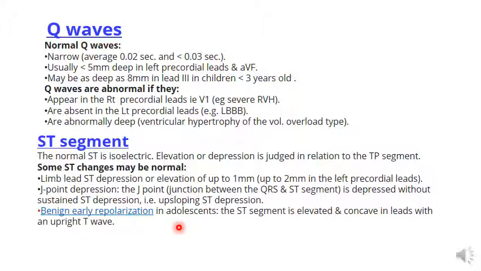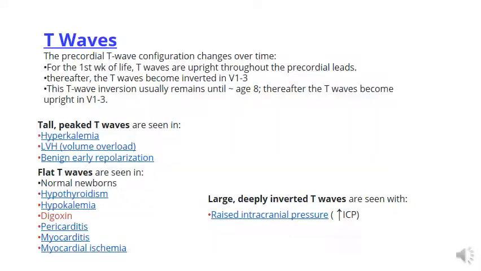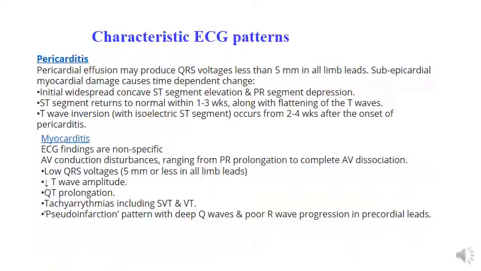In adolescents, the ST segment is elevated. They call it high takeoff, especially in young children and young adults. Adolescent: concave leads with an upright T-wave. Deeply inverted T-wave and tracing. So characteristic ECG pattern.